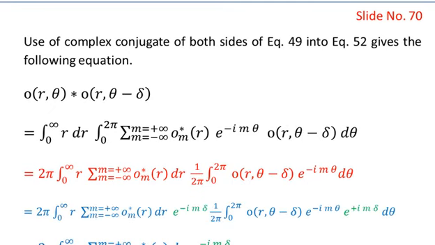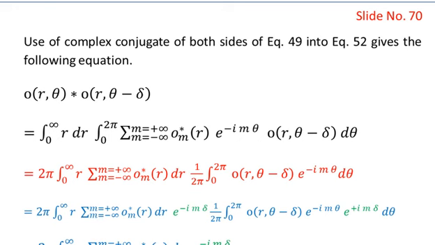And you know that in the third step, given in red, we have rearranged the terms. That is, we have separated the integral on theta and the integral on r. But you know that these two integrals are not separable completely, because they are linked. The linkage is provided by the object O as a function of r comma theta minus delta, because it contains information of both r and theta. So you see that the integrals are not completely separable.